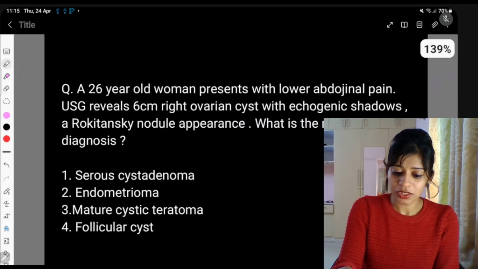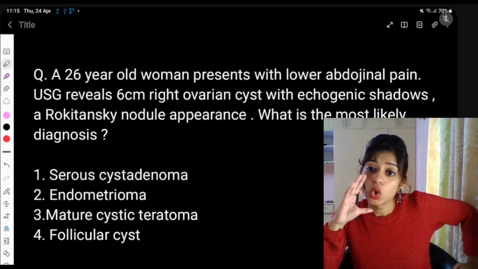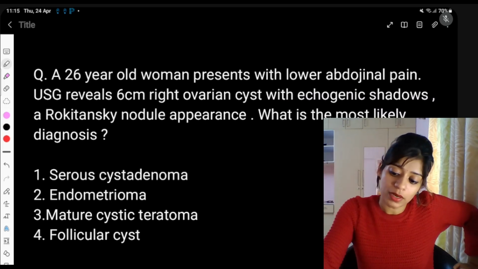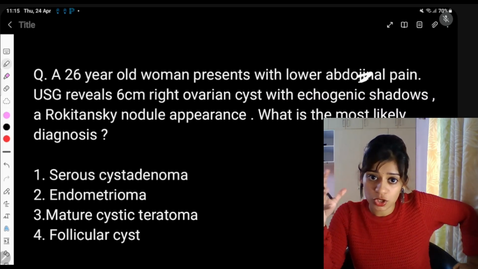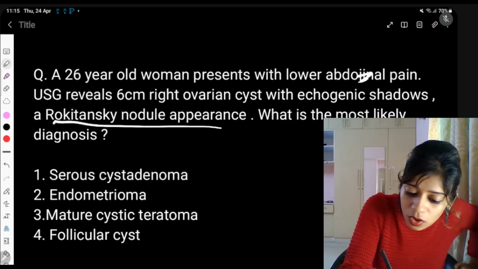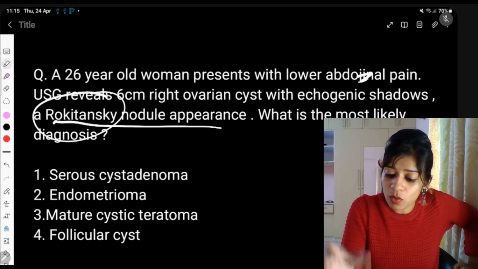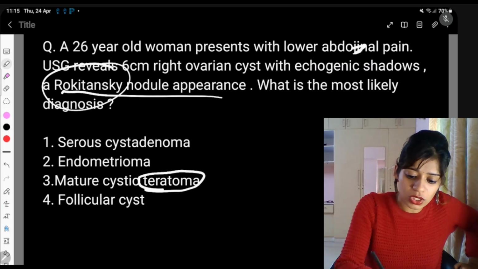Fine. Now read this question. A 26-year-old woman presents with lower abdominal pain. Okay. USG reveals a 6 cm right ovarian cyst with echogenic shadows and a Rokitansky nodule appearance. You got your answer. You see this word, what is your answer? It is teratoma. What is the most likely diagnosis? Yeah, it is a teratoma, mature cystic teratoma.